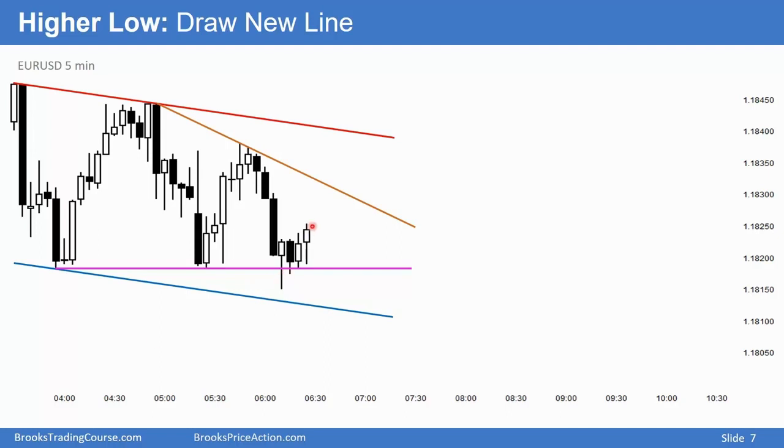I said every time I get a reversal, I think about drawing a new line. I have a reversal up here. I can draw a line using this low and that low, or this low and that low. And I pay attention to both.